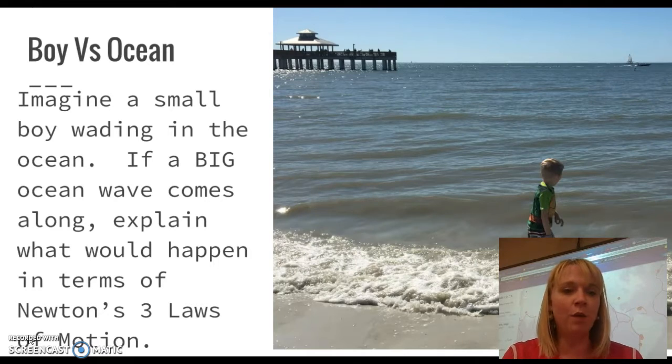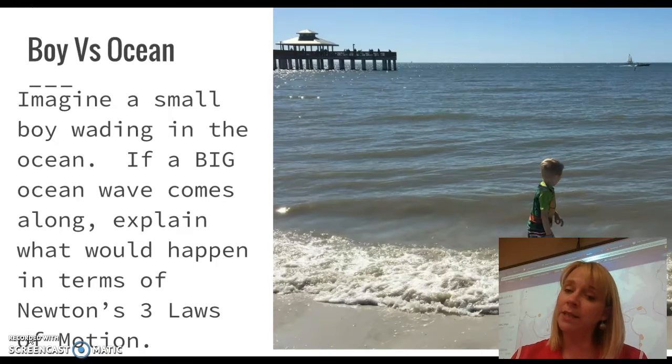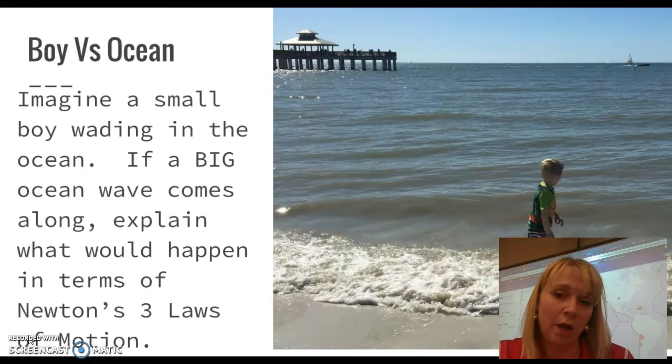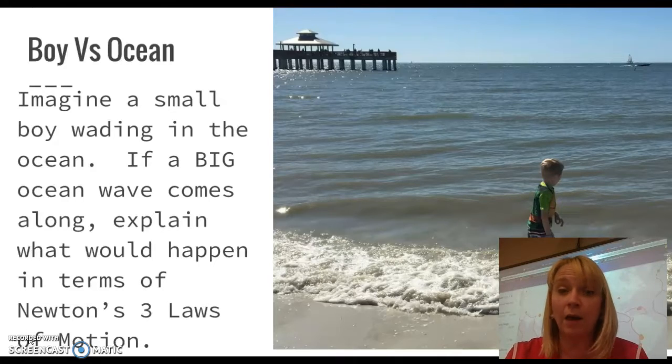I have a small boy wading in the ocean, and you can see the ocean waves lapping at his feet. Imagine that this large ocean wave comes to exert a force on him, and he may be knocked down. You could explain that ocean wave hitting the boy using all three of Newton's laws. Again, it's just a different way to explain how things move, how they act.